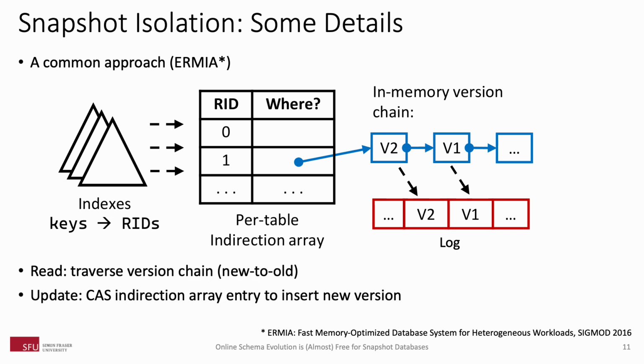To read a record version, a transaction needs to traverse the version chain from the newest to the oldest, based on their timestamps. To update a record, if the transaction can see the latest version, then it will use compare-and-swap to insert the new version to the head of the version chain. The full table scanning here means the indirection array scan from the beginning to the end.